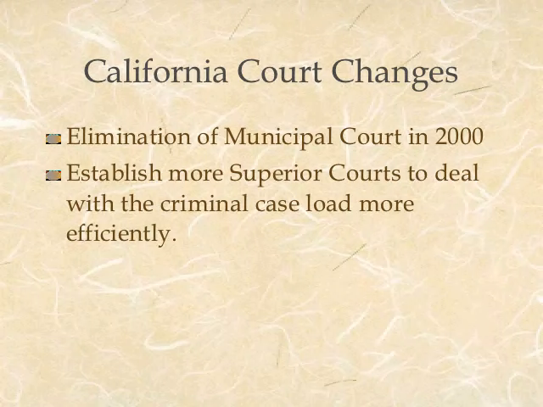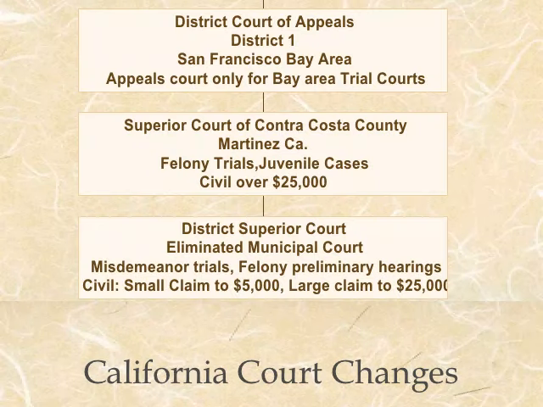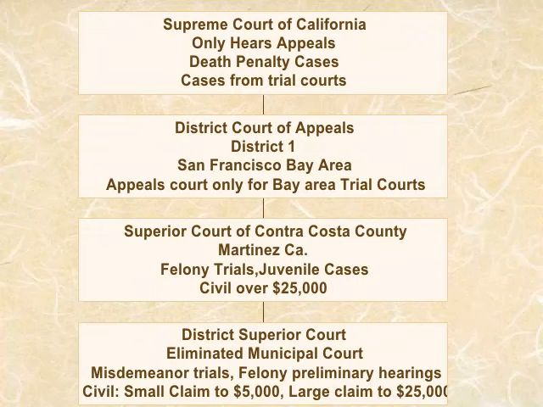California court changes. There has been elimination of municipal court, and the following slide will show you where we're at now. If you look at the very bottom of this slide, you'll see the District Superior Court. It eliminated municipal court, and it handles felony preliminary hearings, small claims to $5,000, large claims to $25,000. It can handle felony cases now too, but every county does kind of their own thing. Above them is the Superior Court of Contra Costa County. It's in Martinez, and it handles felony trials and juvenile cases and civil over $25,000.